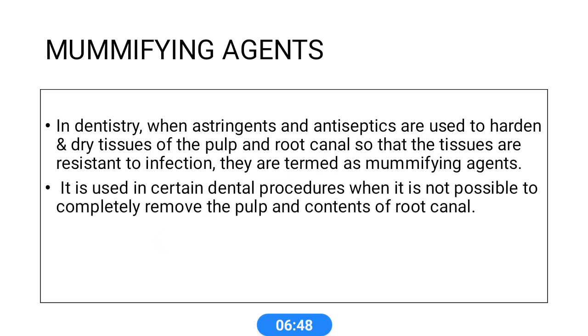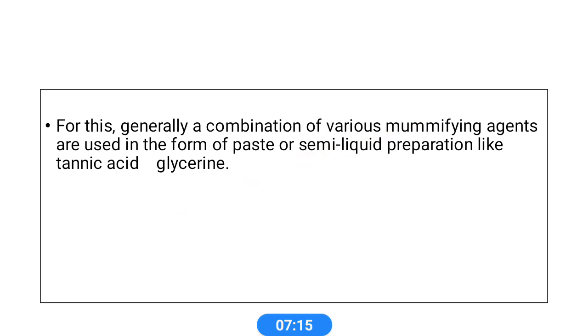Next we come to mummifying agents. Mummifying agent is also an important short note question. In dentistry, when astringents and antiseptics are used to harden and dry the tissues of the pulp and root canal so that the tissues are resistant to infection, these are termed mummifying agents. It is used in certain dental procedures when it is not possible to completely remove the pulp and contents of the root canal. For this, generally a combination of various mummifying agents is used in the form of paste or semi-liquid preparations, like tannic acid, glycerin.